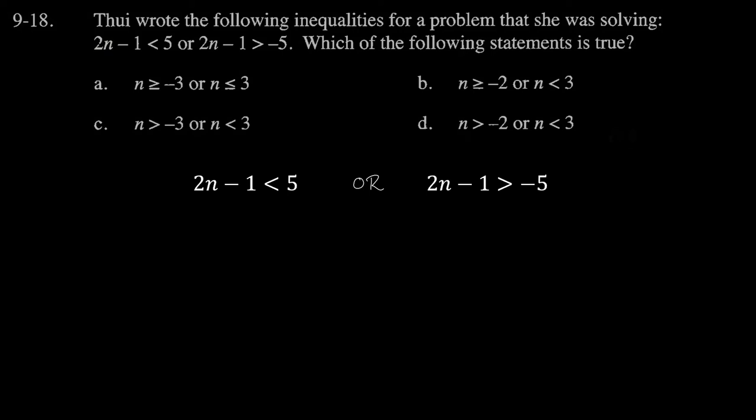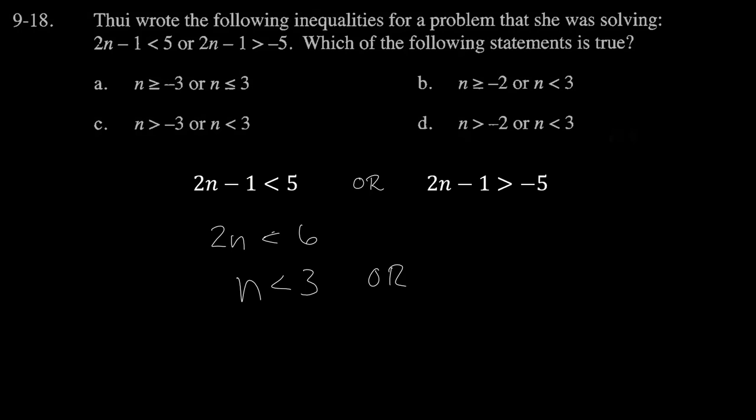That's why I wrote the following inequalities for a problem that she was solving. She wrote down 2n minus 1 is less than 5, or 2n minus 1 is greater than negative 5. Which of the following statements is true? So if I look at each one of these individually and solve them, on this one, considering the boundary, 2n would be less than 6, and therefore n would have to be less than 3.